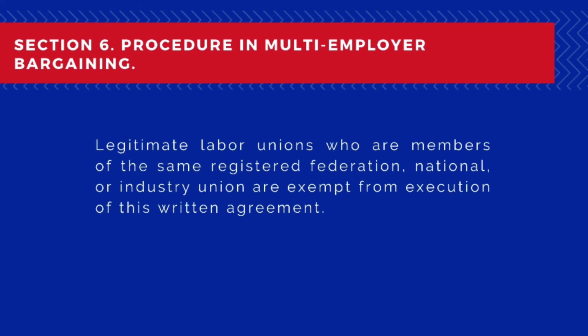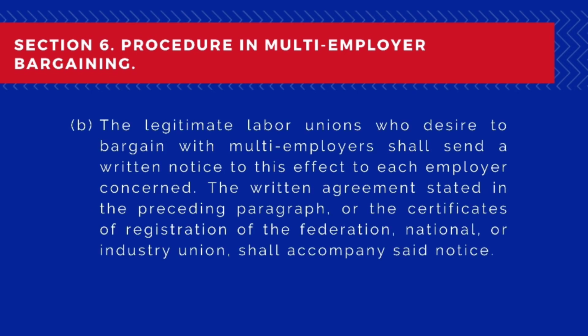Legitimate labor unions who are members of the same registered federation, national, or industry union, are exempt from execution of this written agreement. B. The legitimate labor unions, who desire to bargain with multi-employers, shall send a written notice to this effect to each employer concerned. The written agreement stated in the preceding paragraph, or the certificates of registration of the federation, national, or industry union, shall accompany said notice.